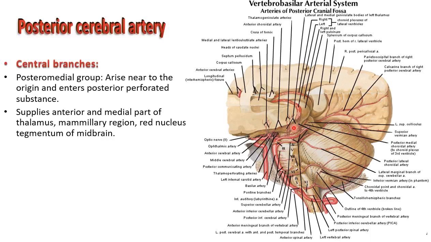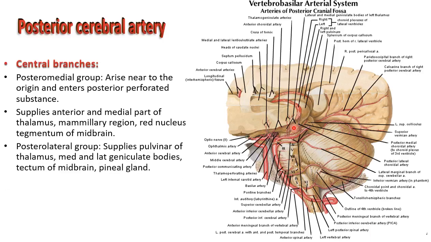You also have the lateral group, the posterolateral group, supplying the pulvinar of the thalamus. This expanded part is called the pulvinar, with the lateral and medial geniculate bodies, and these are supplied by your posterolateral group of branches. You also have your choroidal arteries, posterolateral choroidal arteries and posteromedial choroidal arteries. They are called the thalamo-geniculate arteries. First one is the thalamoperforators. This mainly supplies your pulvinar and the medial and lateral geniculate bodies.